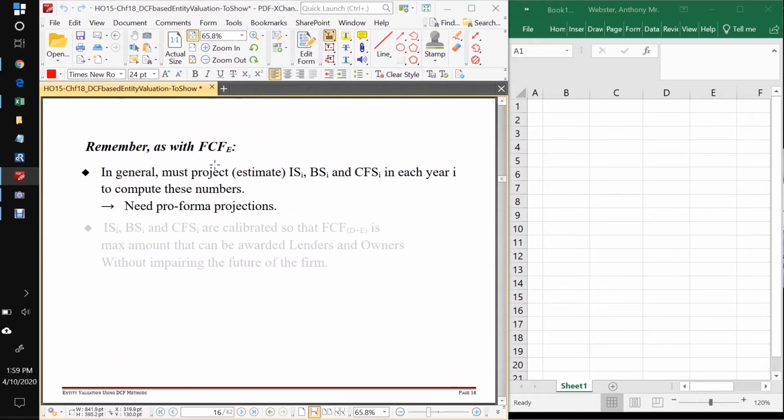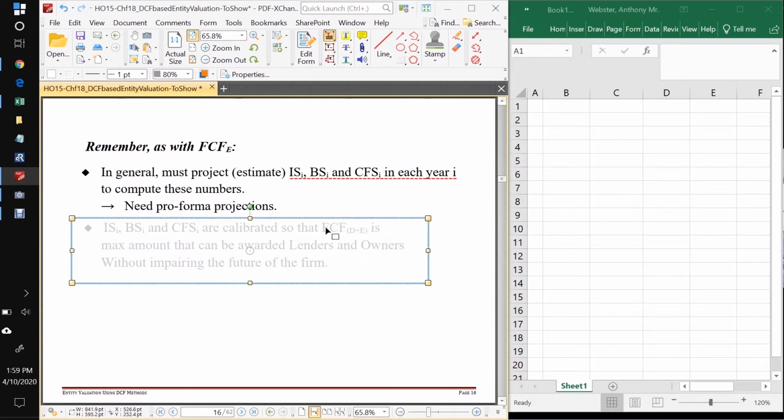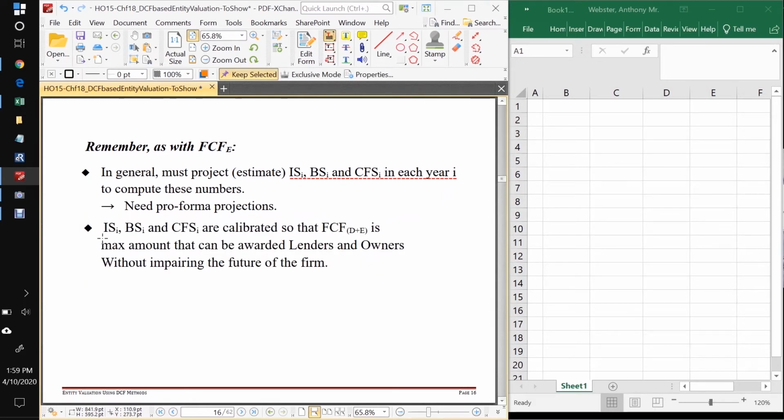Okay, as with our free cash flows to owners, to do this, no ifs, ands, or buts, no way around it, we're going to have to project forward, estimate our income statement, balance sheet, and cash flow statement in each future year I. So we are going to need these pro forma projections, these estimates in future years of these statements. And as usual, when we project forward these statements, we want them to be calibrated so that the free cash flow is the maximum amount that could be awarded to lenders and owners without impairing the future of the firm.